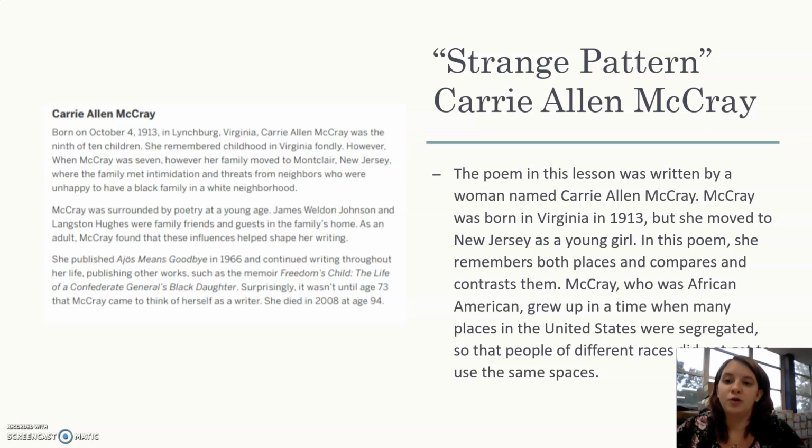McCray was surrounded by poetry at a young age. James Weldon Johnson and Langston Hughes were family friends and guests in the family's home. As an adult, McCray found that these influences helped shape her writing. She published Adios Means Goodbye in 1966 and continued writing throughout her life, publishing other works such as the memoir Freedom's Child, The Life of a Confederate General's Black Daughter. Surprisingly, it wasn't until age 73 that McCray came to think of herself as a writer. She died in 2008 at age 94.